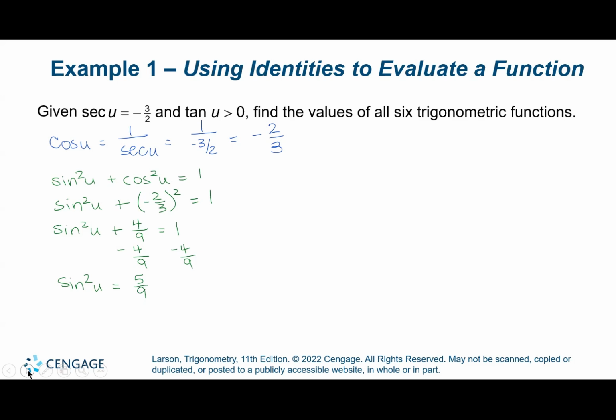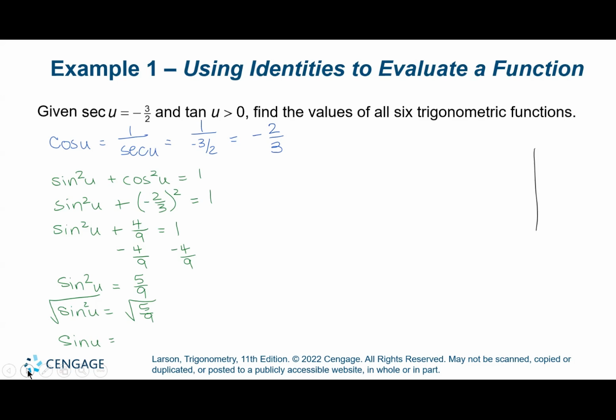So I'm almost done, but this is not quite what I want. This is sine squared, and I just want sine. So I've got to undo that square. I'm going to take the square root on both sides. So sine is going to be the square root of 5 over 9. Now, I'm taking the square root, and so this square root could come out positive or negative. And so I need to think about what quadrant I'm in to determine which one.